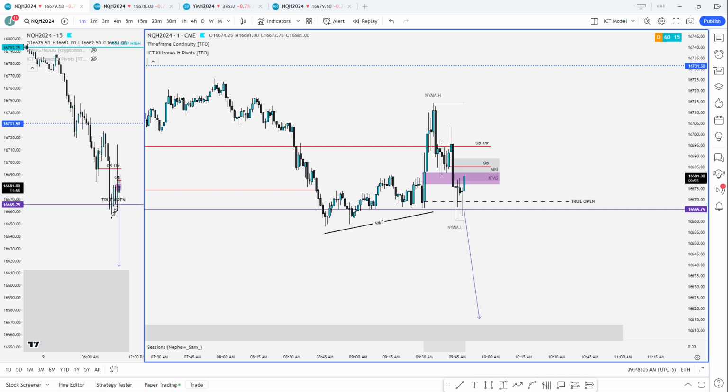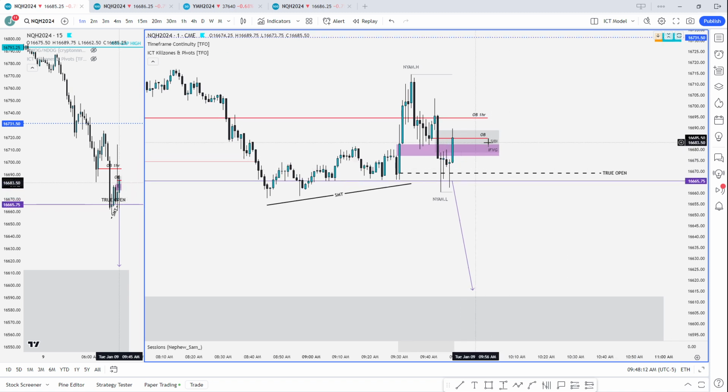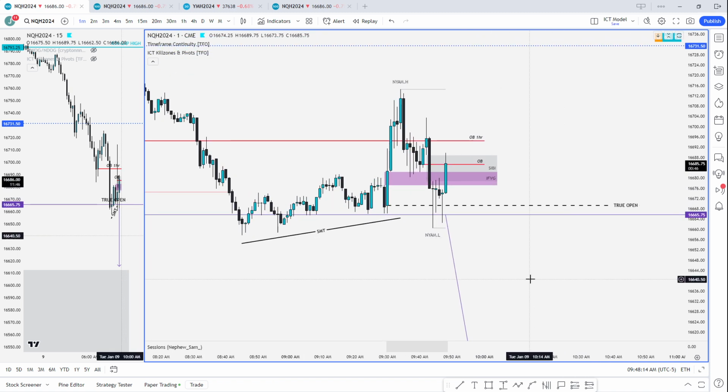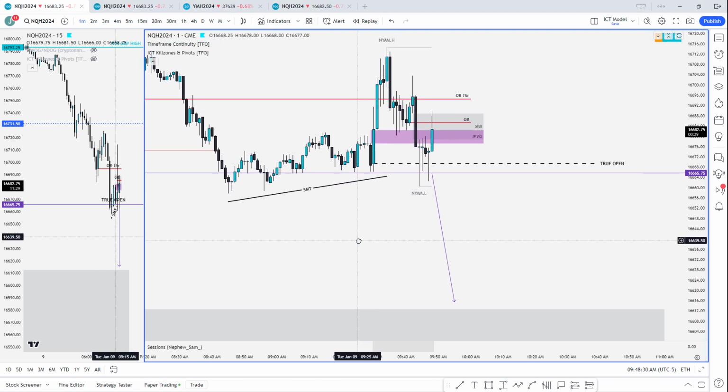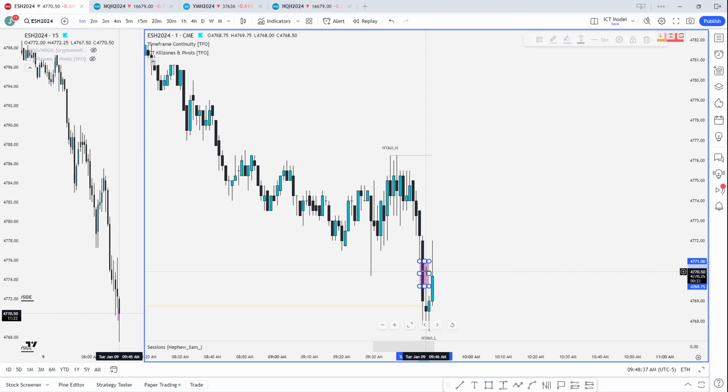So just kind of watch how, if we want to reverse, look at that SMT as well. So it came up, filled this entire gap, tapped into the order block. And we're still waiting about 2 minutes here for the macro. Yes, definitely bearish. So that gives us some confluence for NQ to continue.